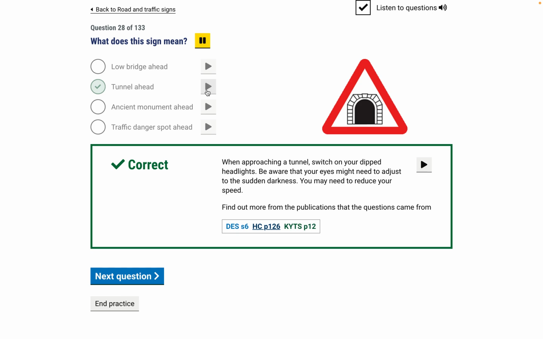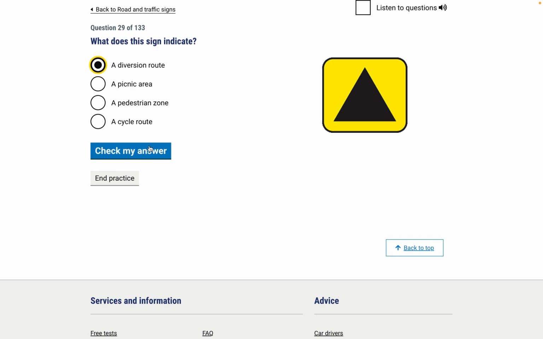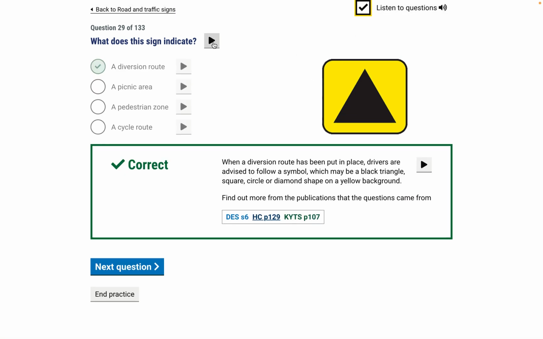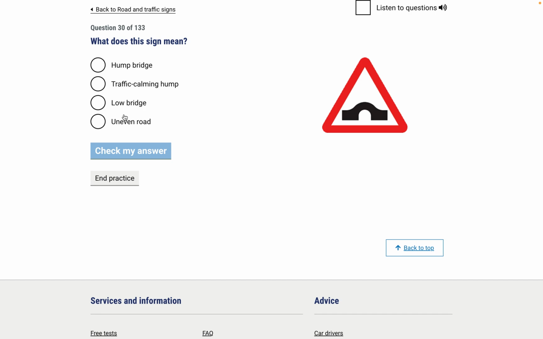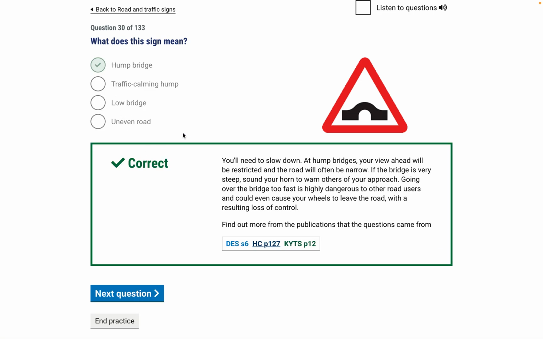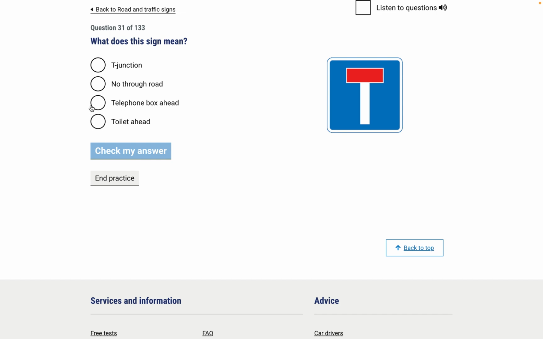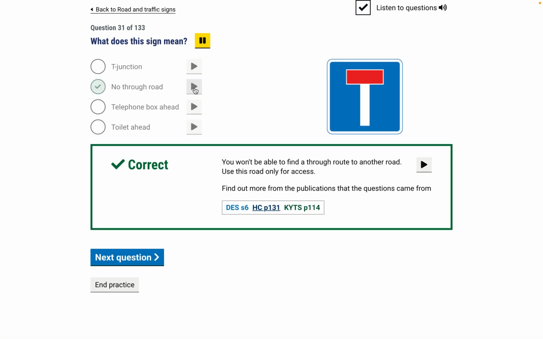What does this sign mean? Tunnel ahead. What does this sign indicate? A diversion route. What does this sign mean? Hump bridge. What does this sign mean? No through road.